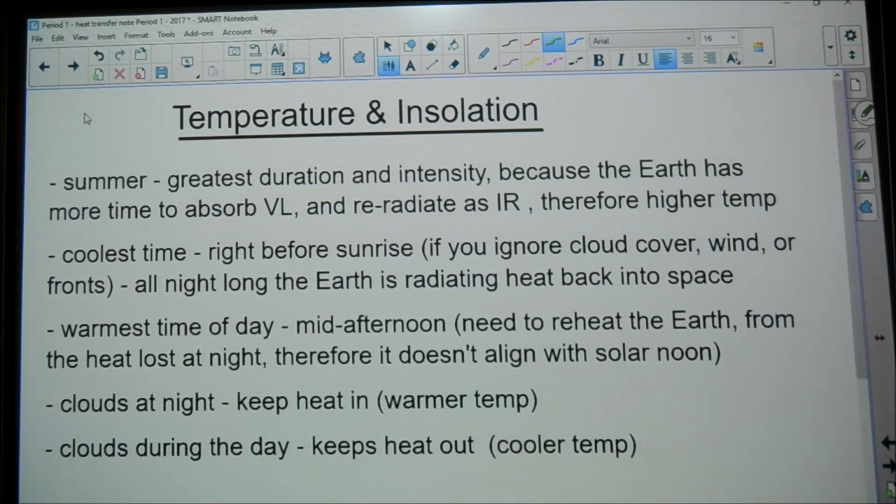You're radiating more. Clouds at night, I already talked about this one. Keep us warmer. Clouds during the day keep heat out. It's going to keep us a little cooler.